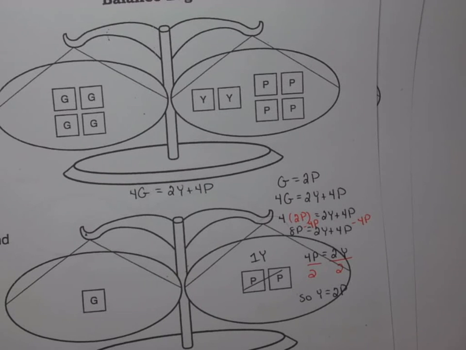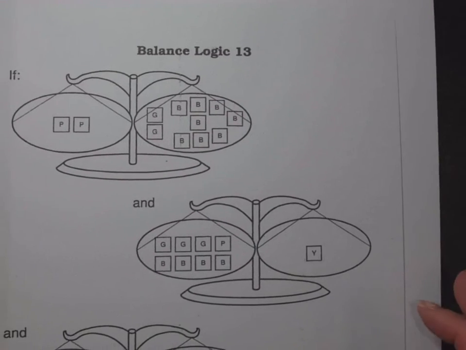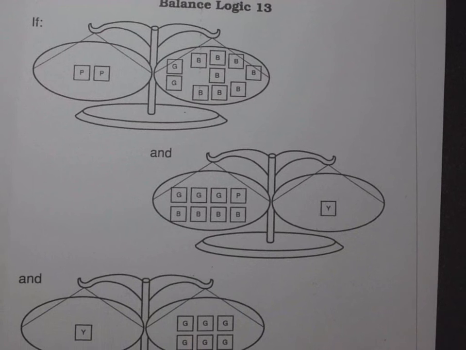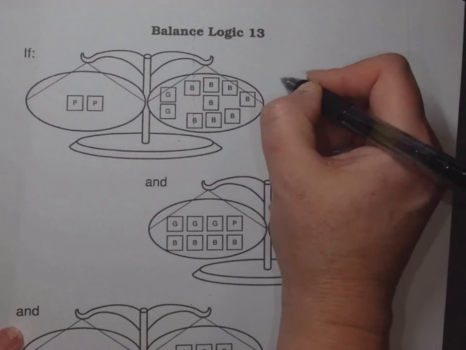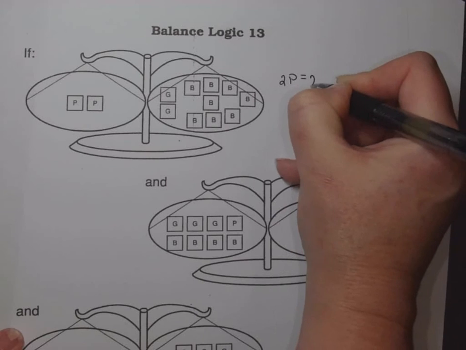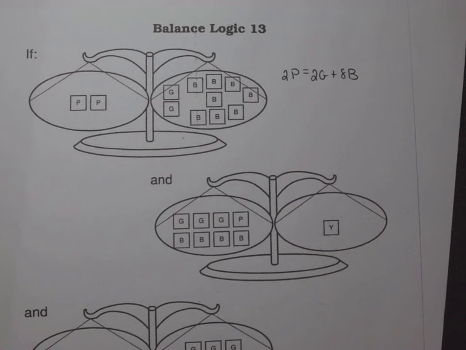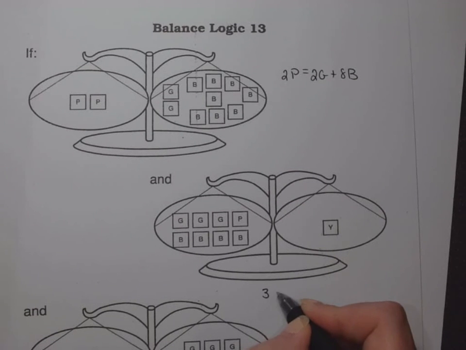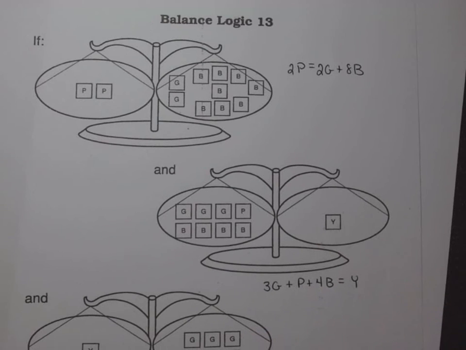All right, so the last one that I want to look at together is a little more challenging because there are more variables. Well, maybe not more variables, but there are definitely more scales. So there are more equations to look at. So let's write off to the side what we have. So this one would be 2p equals 2g plus 8b. And this one gives us 3g plus p plus 4b equals y. And then this one gives us y equals 6g.